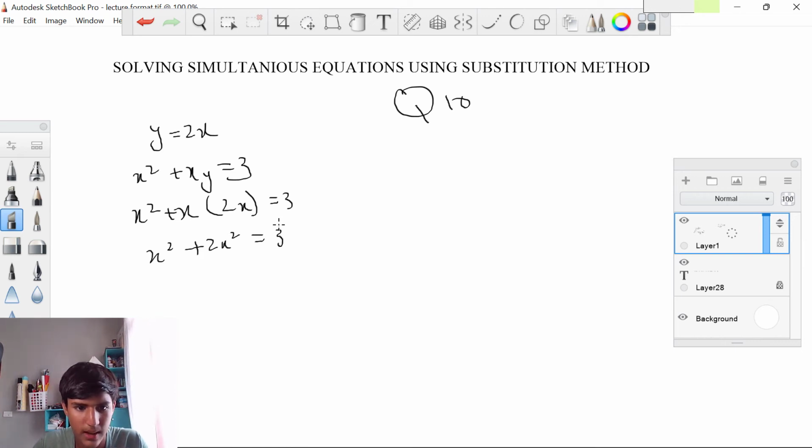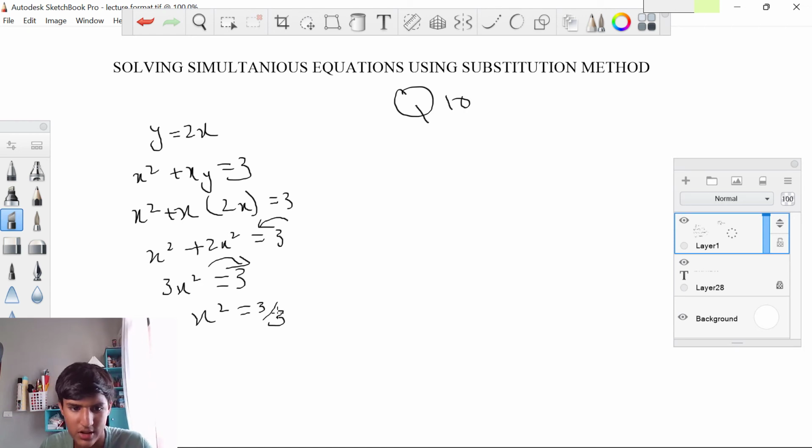You will see soon that I am not shifting 3 to the other side. That's because I will already have to redo this step. So 3x squared is equal to 3. x squared is equal to 3 upon 3. So if I was shifting 3 to this end, I'd have to shift 3 back here. So there was no point. So I just left it on the other side of the equation all the way. So here it's multiplying with x squared, it's going to divide. So x squared is equal to 1.